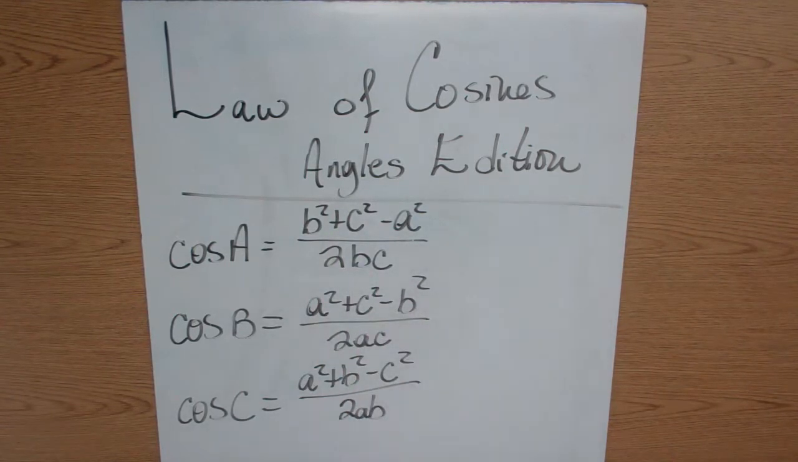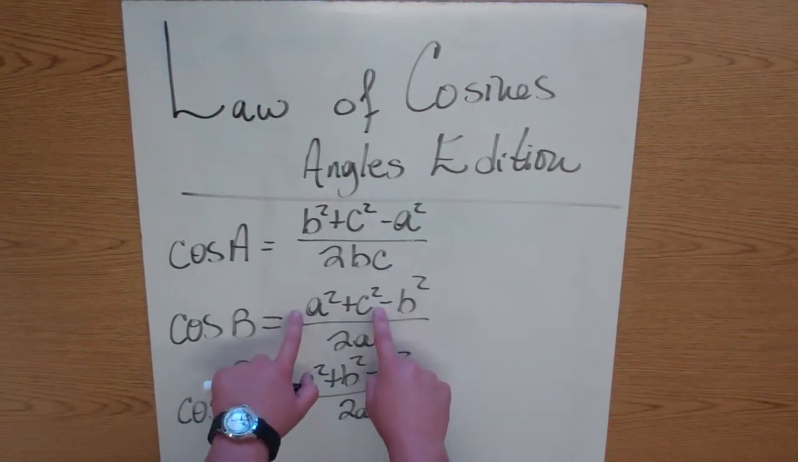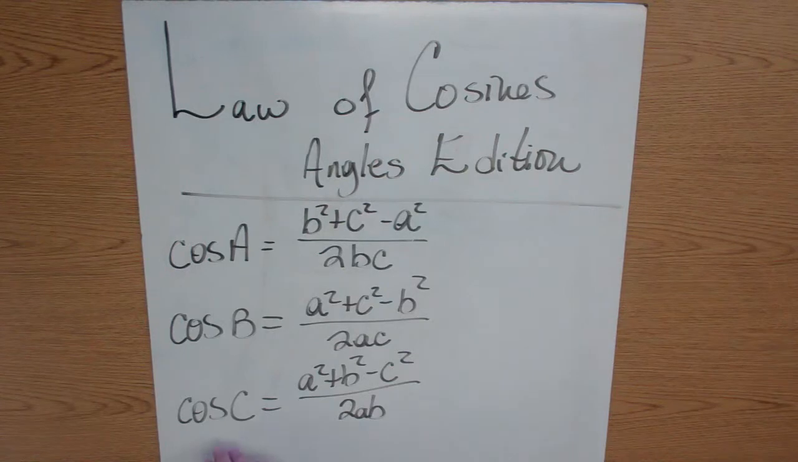But it's the cosine of A, so this is b squared plus c squared minus a squared over 2 times bc. If you look, the cosine of B follows the same formula. Cosine of B, so here's your other two: a squared plus c squared minus b squared, divided by 2ac. And of course, cosine of C is the same way. You have the other two squared added together, so the cosine of C is a squared plus b squared minus c squared over 2ab. Now let's do a problem where we actually have to find the angles.